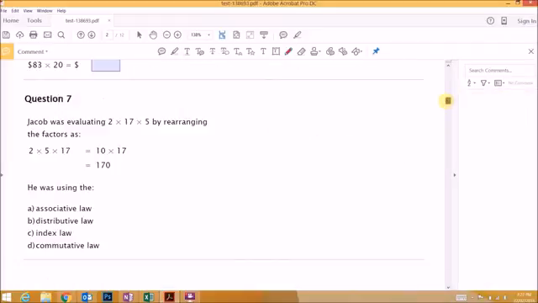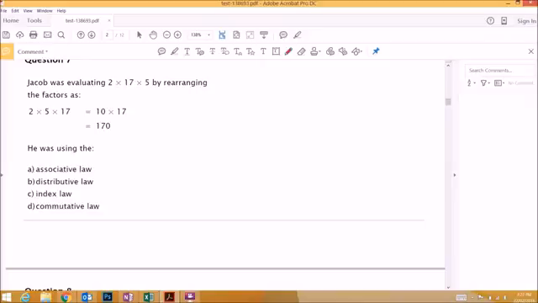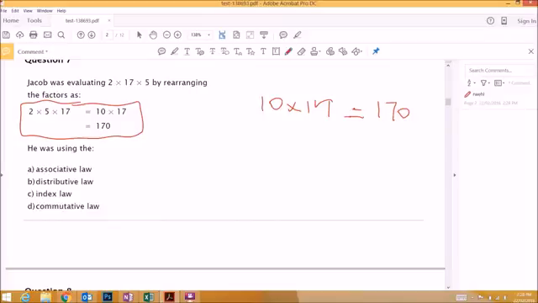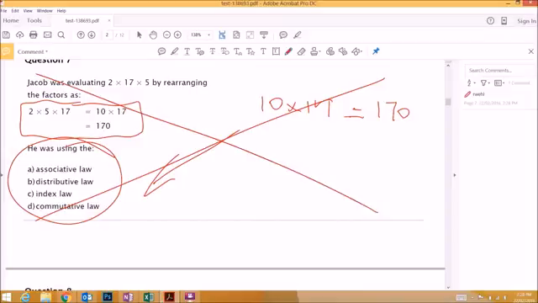Let's have a look at question 7. Jacob was evaluating 2 times 17 times 5 by rearranging the factors. Okay, so here are our factors. The reason why he's done this is it's going to make it easier. 2 times 5 equals 10. 10 times 17 is a simple multiplication to make 170. He was using one of these laws. Now, you do not need to know this for the test, so this question you don't need to worry about.